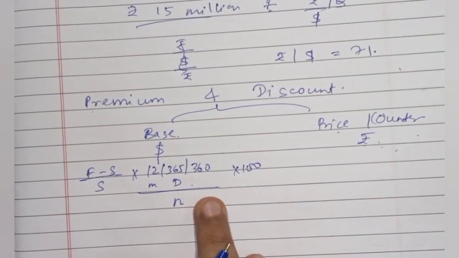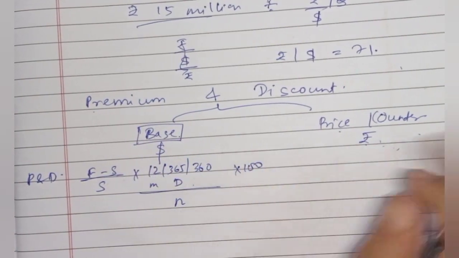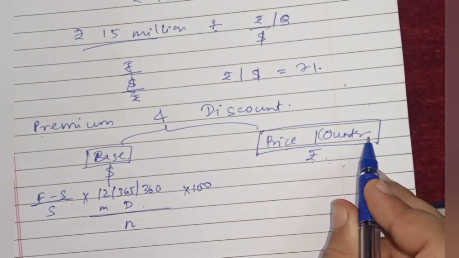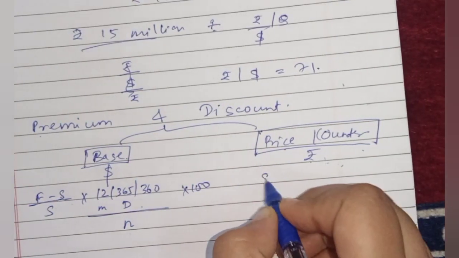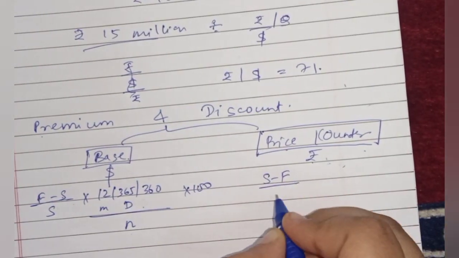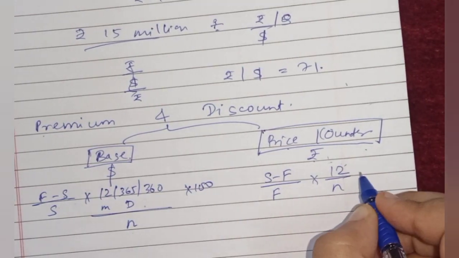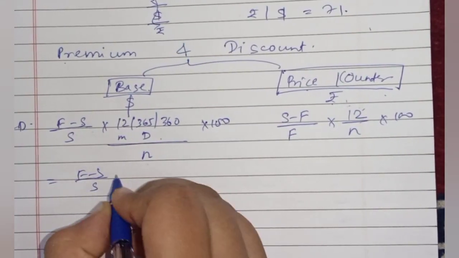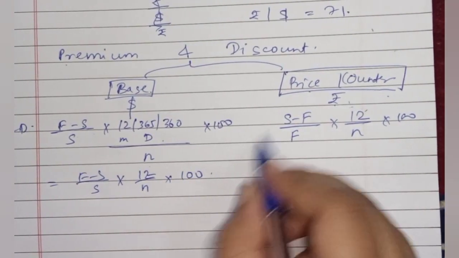This will be the formula for both premium as well as discount when you are calculating it for the base currency. But when you are calculating it from the perspective of price or counter currency, that is in our case rupee, then the formula for premium and discount will be S minus F, that is spot minus forward, divided by forward, into 12 upon n or 365, whatever the case may be, into 100. I will also write the formula here: F minus S upon S into 12 upon n into 100. So these are the two formulas.